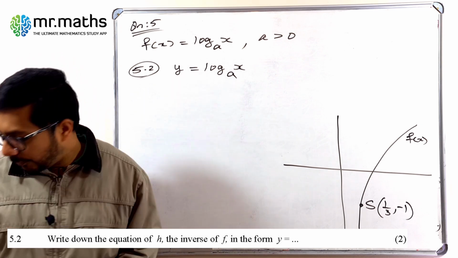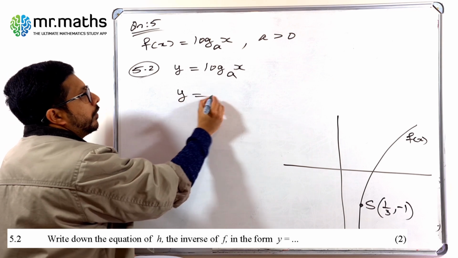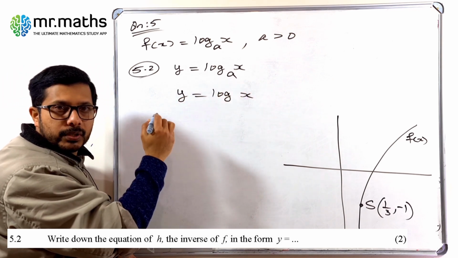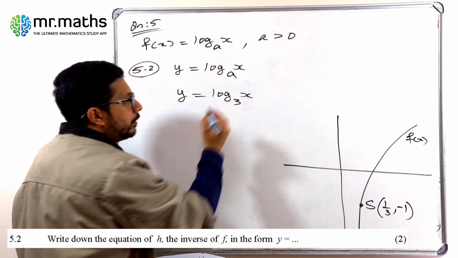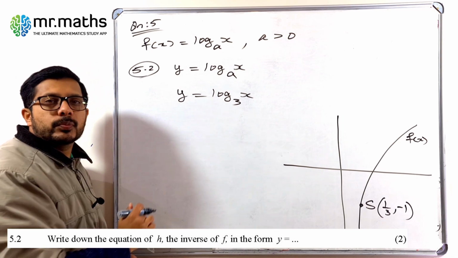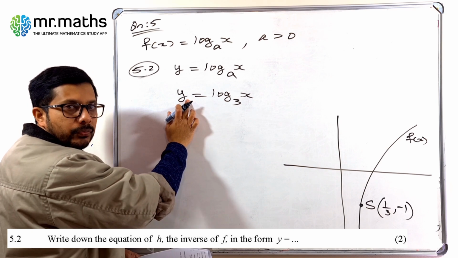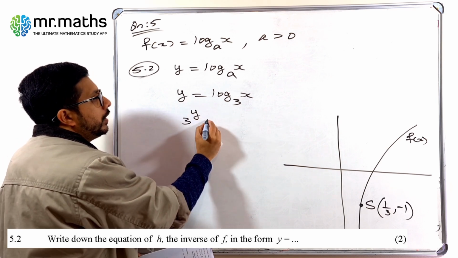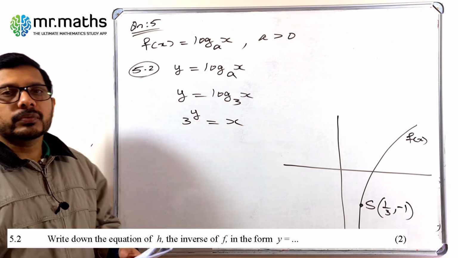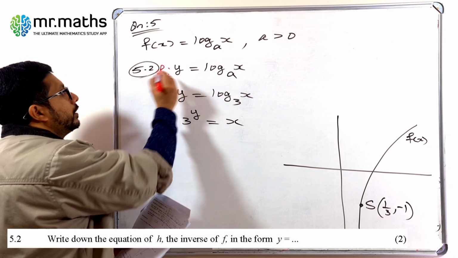Before I write like that, let me write one more step. Y is equal to log x to the base a, where we got a as 3 in the previous question. So it is log x to the base 3. Now how can you write this in exponential form? As I told you in the previous question, 3 to the power y is equal to x. Don't forget that the one I wrote here is f of x.